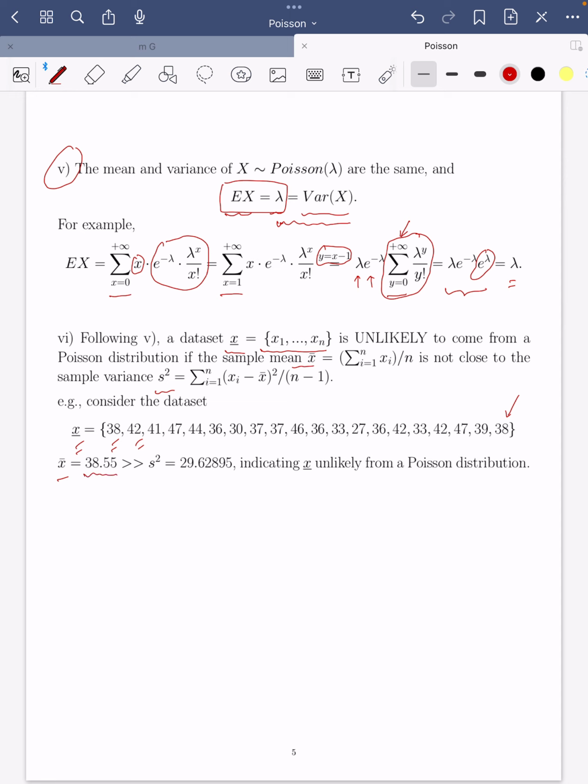Also, we can calculate the sample variance using this formula here, and we find out that this is equal to 29.62. If you compare these two numbers, you can see that there's a big difference between them, which indicates that the sample of x-bar does not come from a Poisson distribution.